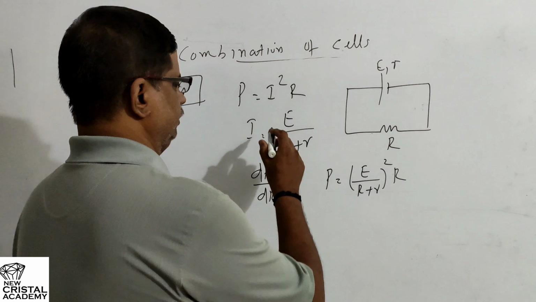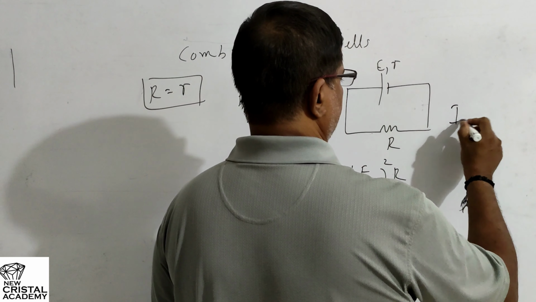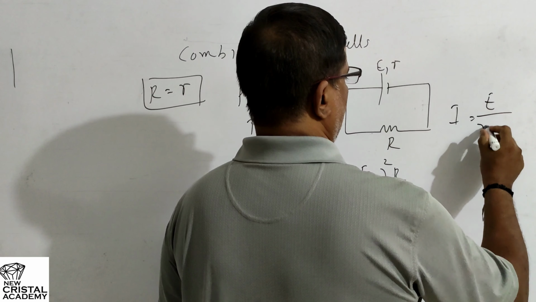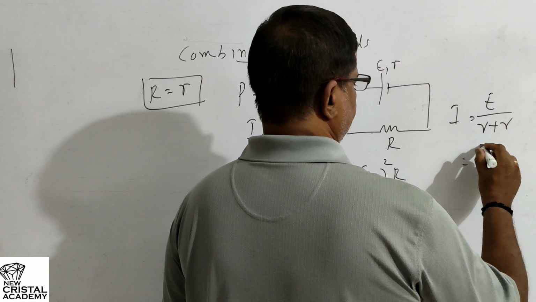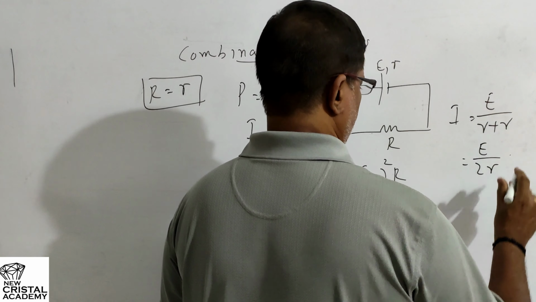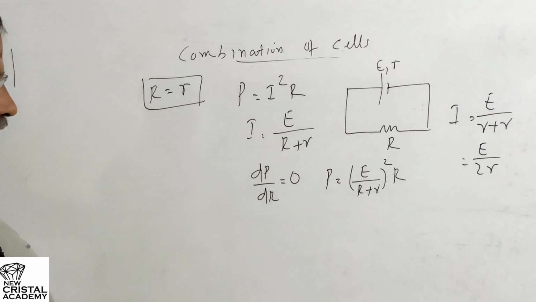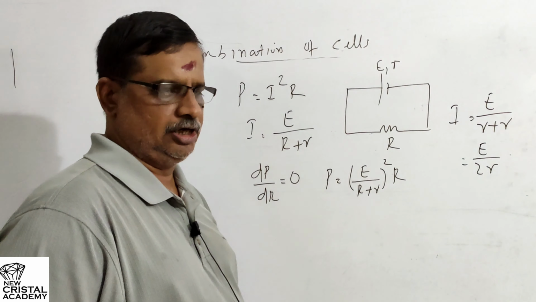We will see what the value of the current is when the maximum power transfer is taking place. E equal to E by R plus r, capital R equal to small r. So the current will be E by 2R. So this is the current when maximum power transfer is taking place.